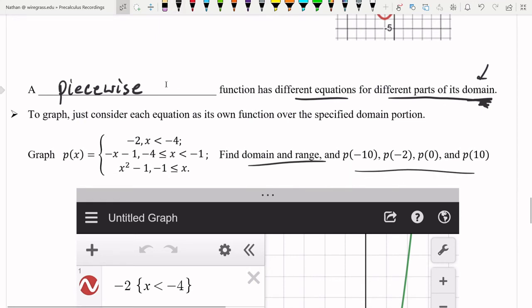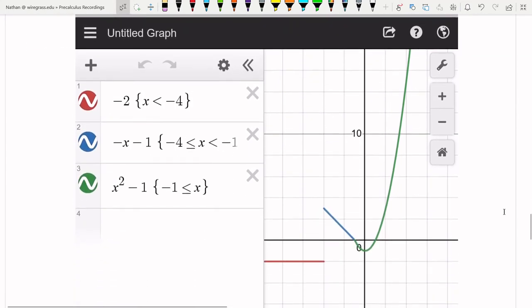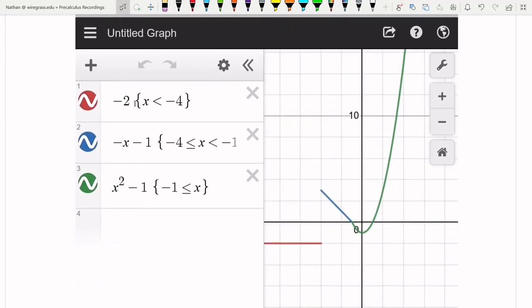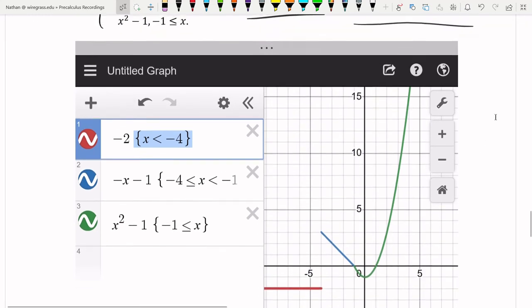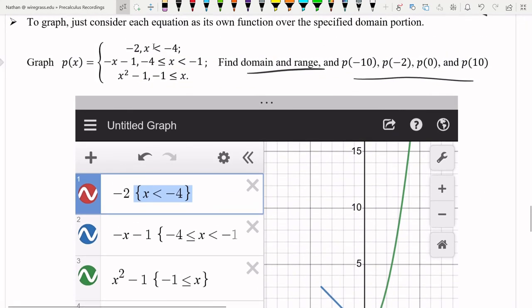So to do this, I've got an embedded Desmos here, and I've actually graphed each part. This is how the language works in Desmos. This is the equation that you're using, and then this is the restriction or the domain portion. So we're using -2 when x is less than -4. And then the same thing is true for the other two.